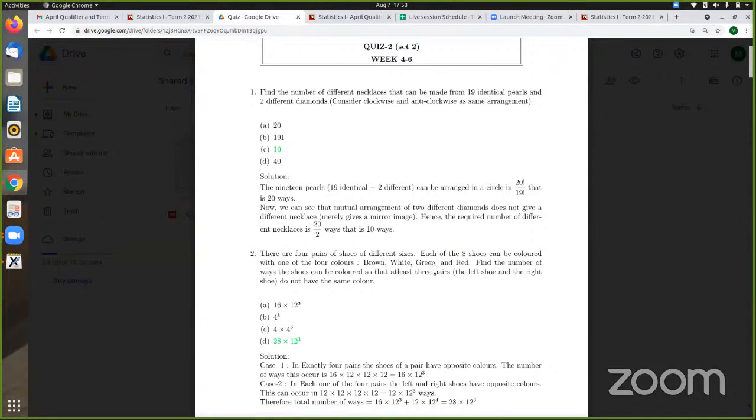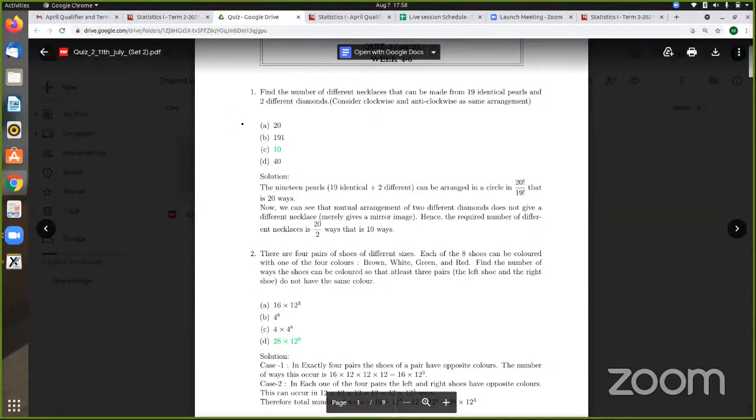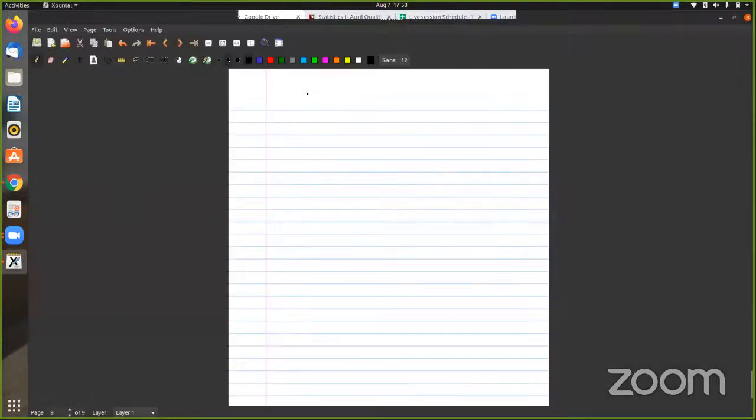Okay. Brown, white, green, and red. Find the number of ways the shoe can be colored so that at least three pairs do not have the same color. You just tell me what is your approach there. So we had four pairs of shoes.